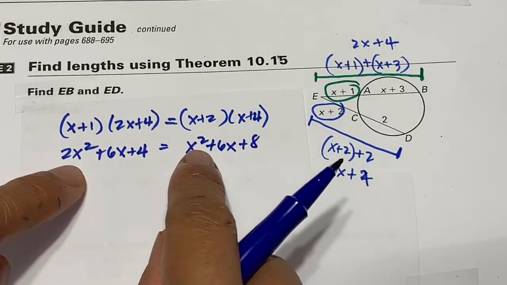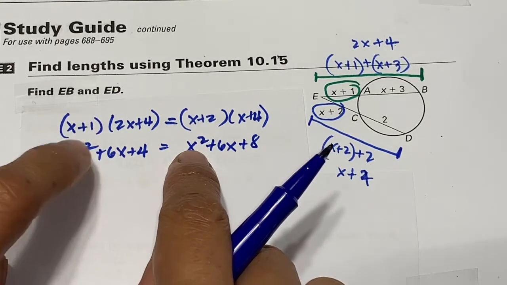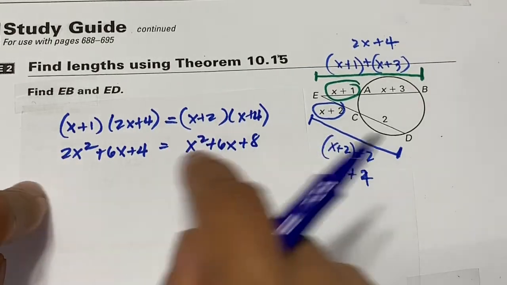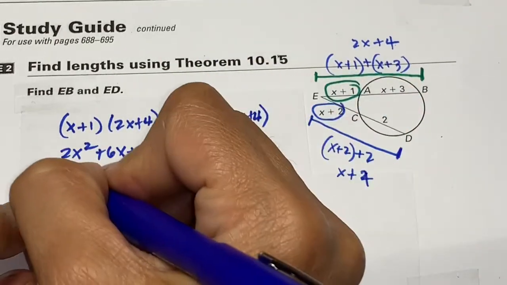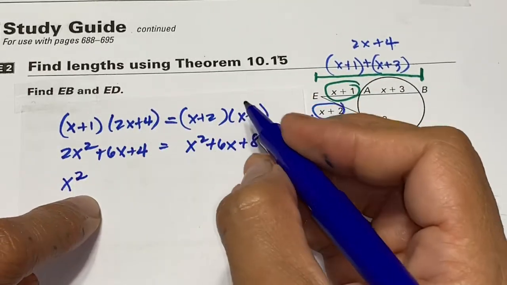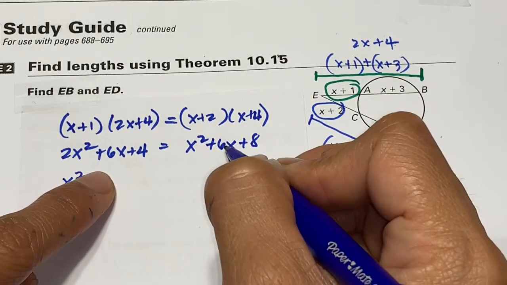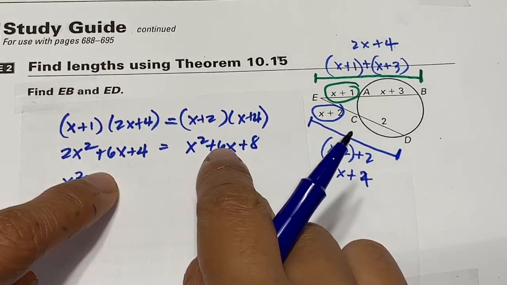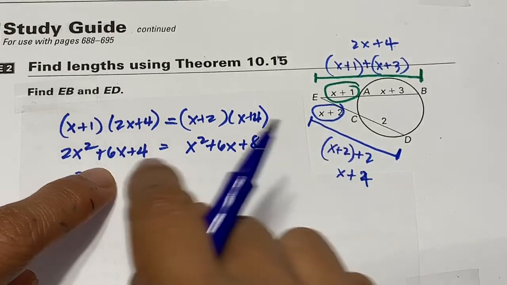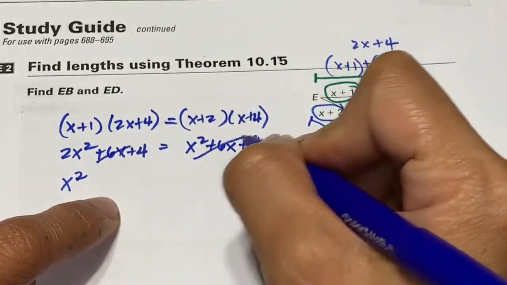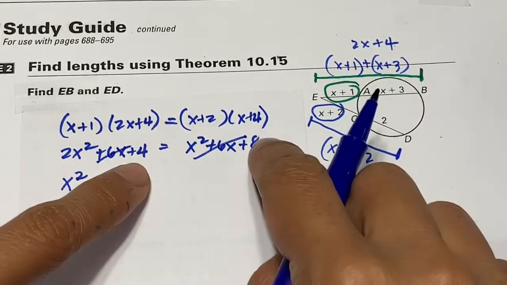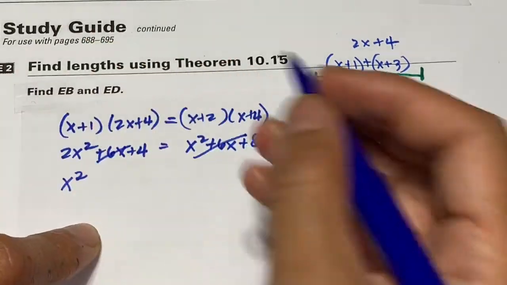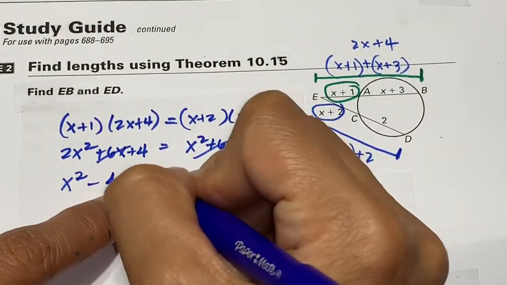Here the x squared terms do not cancel out because we have 2 here and 1 here. So we have to move everything to one side. If I minus x squared, you're left with 1x squared, right? Plus 6x, move this, plus 6x becomes minus 6x, this cancels. And then I'm moving everything to the left. Plus 8 becomes minus 8. 4 minus 8 is negative 4. Equals 0.